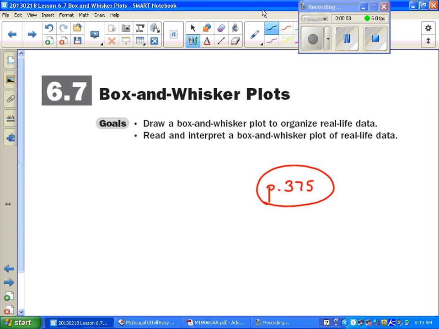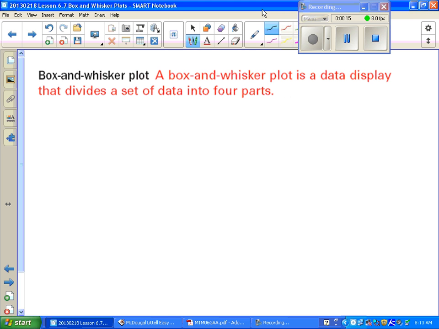Today we're looking at section 6-7, box and whisker plots. We have a couple goals: drawing box and whisker plots to organize real-life data, and then reading and interpreting them in regards to real-life data. We'll look at a car problem later.